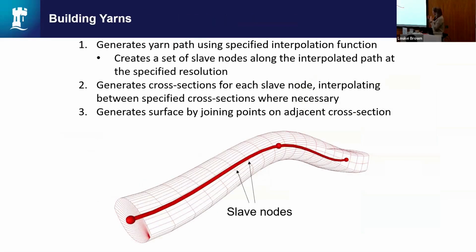And then basically you build the yarn. It uses the interpolation function. Depending on the resolution that you've selected, it splits the yarn into sections along the path between the nodes, and works out what the cross section is at each of those slave nodes. We need a more politically correct terminology, but again, I need the people power to be able to make the change. I haven't got to do that yet.